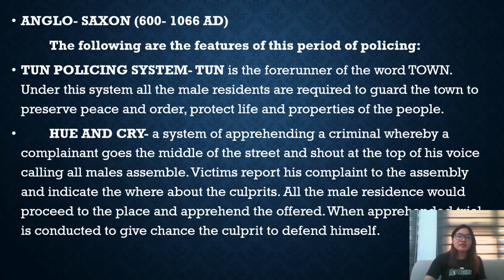So, next, we have the so-called Anglo-Saxon, 600 to 1066 AD. The following are the features of this period of policing. Number 1, we have the so-called tun policing system.